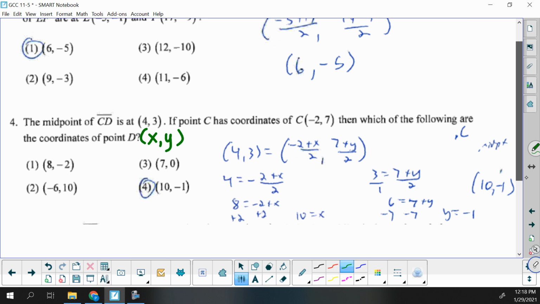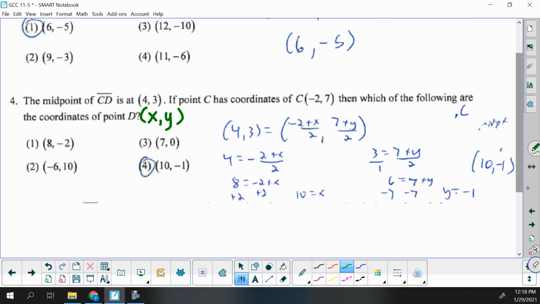Well, now we'll set up 2 equations with our parts. The 4 should give us negative 2 plus x over 2. Put the 4 over 1 and cross multiply and solve. You get x is 10. Do the same thing with the y. Take the 3 from your y, set it equal to 7 plus y over 2. Cross multiply and solve. You get y is equal to negative 1. So 10, negative 1 is our coordinates for D.